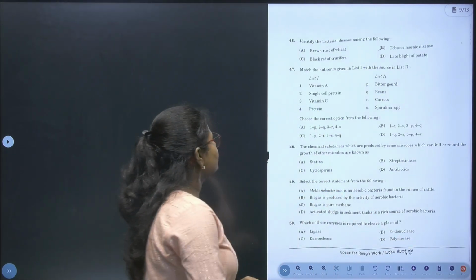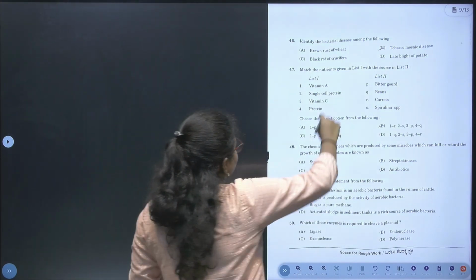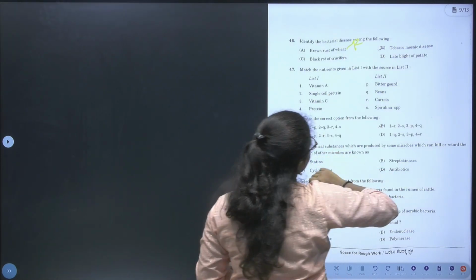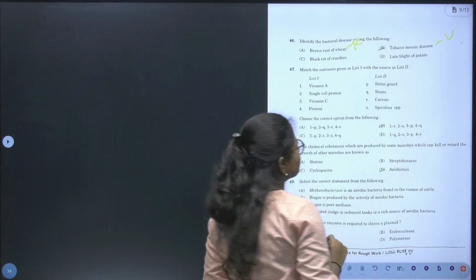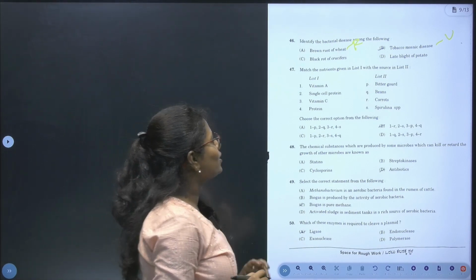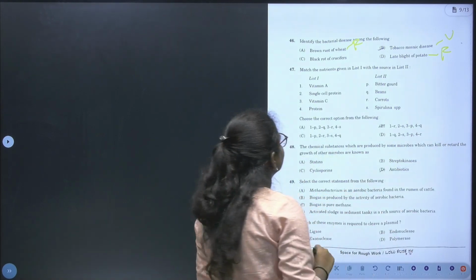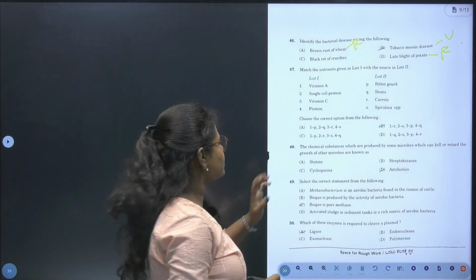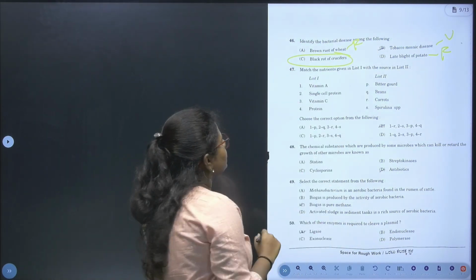Question number 46. Identify the bacterial disease among the following. Brown rust of wheat is caused by a fungus. Tobacco mosaic virus causes tobacco mosaic disease, that is a virus disease. Late blight of potato is also caused by fungus. We have black rot of crucifers, which is a bacterial disease. So option C is the correct answer here.